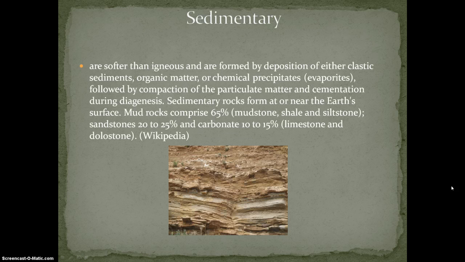Sedimentary rocks are softer than igneous and are formed by deposition of other clastic sediments, organic matter, or chemical precipitates, followed by compaction of the particulate matter and cementation during diagenesis. Sedimentary rocks form at or near the Earth's surface. Mud rocks comprise 65% like mudstone, shale, and siltstone. Sandstones have 20 to 25%, and carbonate 10 to 15% like limestone and dolostone.